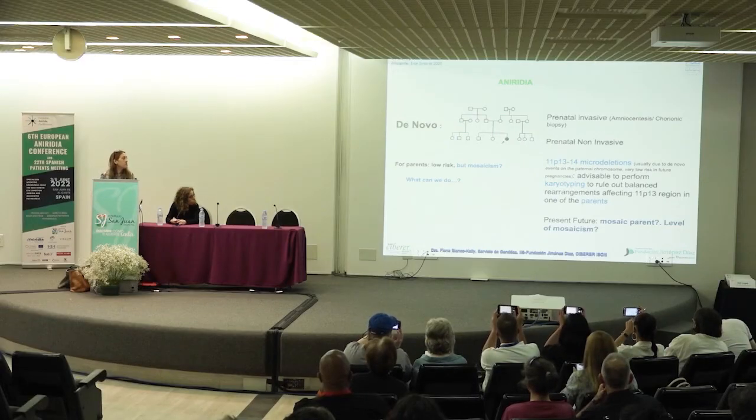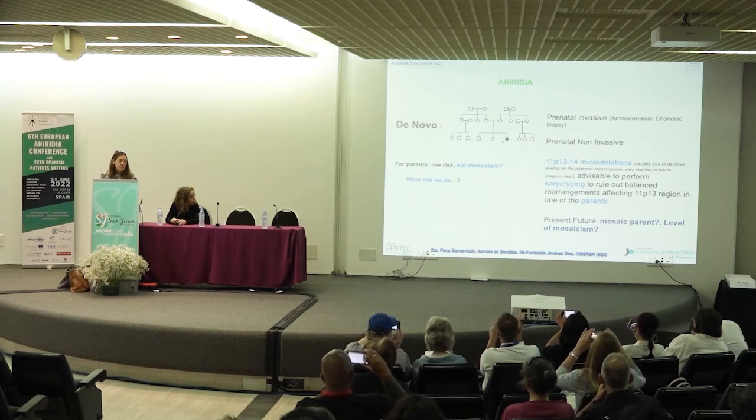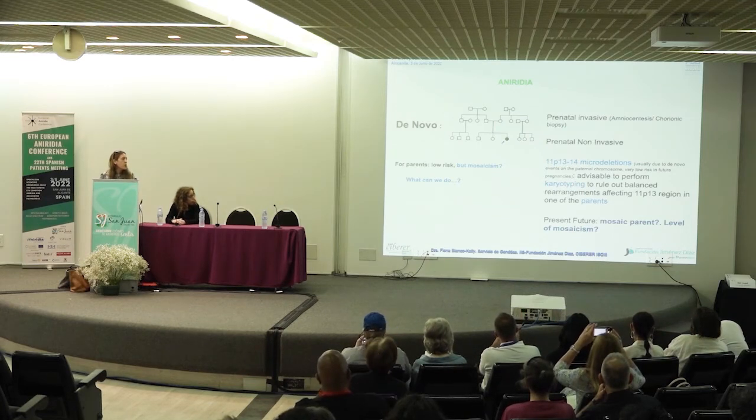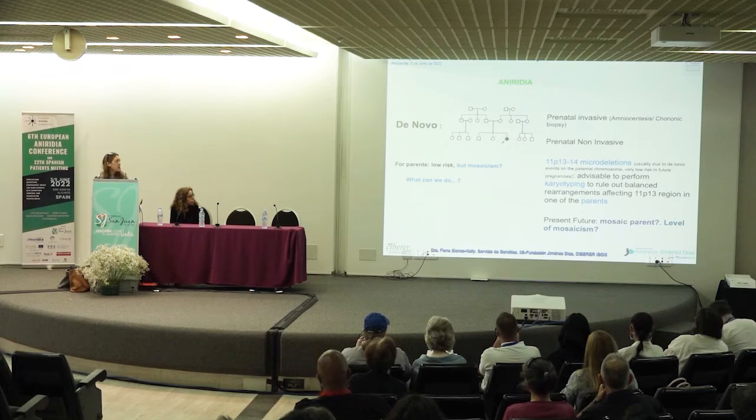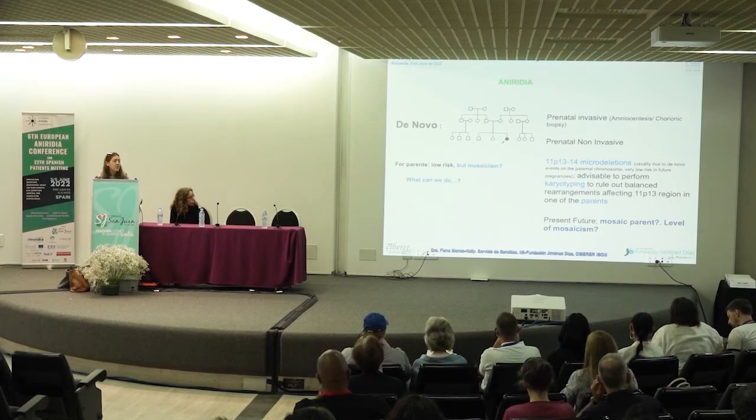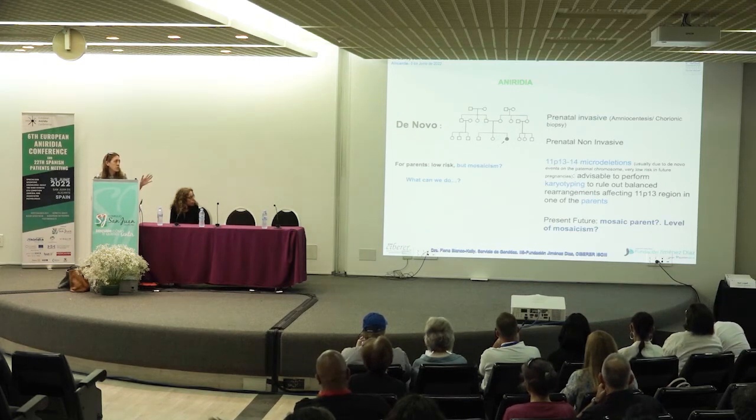So for the patients of a de novo sporadic case, we can do prenatal invasive diagnosis, also prenatal non-invasive, and it's very important in these patients, although we are not so aware of this many times, that when we find microdeletions, it's advisable to perform a very classic technique, which is a karyotype, to determine whether there's a rearrangement on chromosome 11 in one of the parents, which would change the recurrence risk. And this is not to do with mosaicism, but with chromosomal alteration.